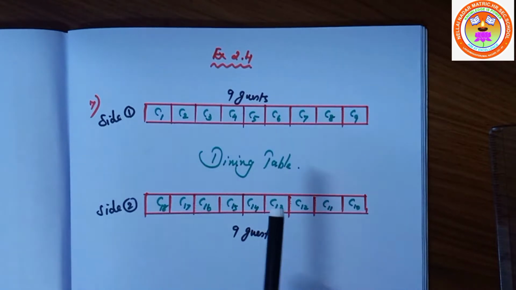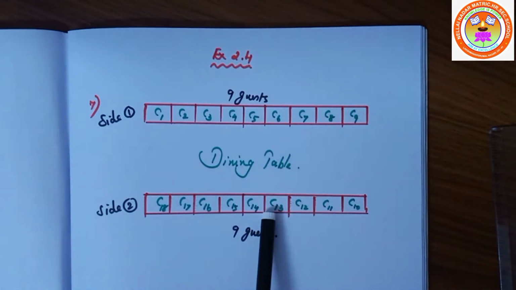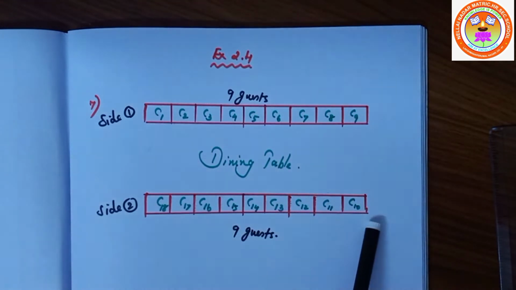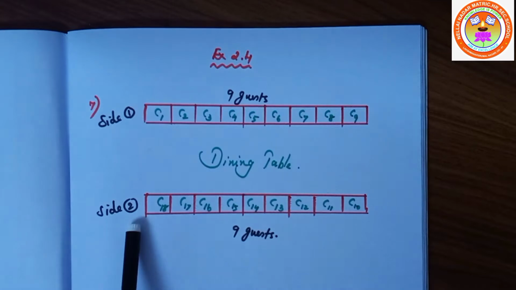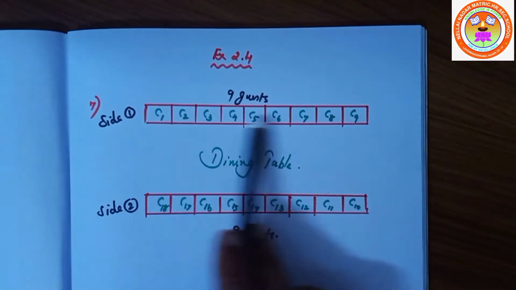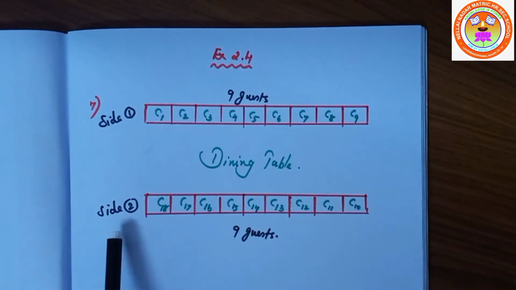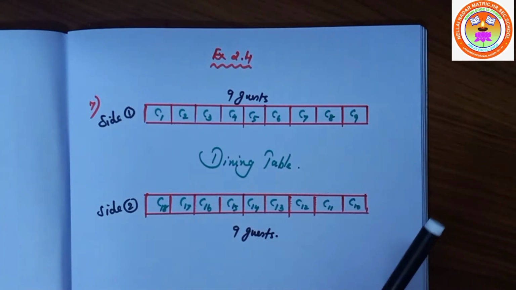Look at the diagram. There is a dining table. Either side of the dining table, here 9 guests, totally 18 guests to be seated. I consider them as side 1 and side 2. Side 1, totally 9 seats, so 9 guests can be seated. Even in side 2, we have 9 seats. Automatically 9 guests can be seated. Okay. 2 conditions are given.